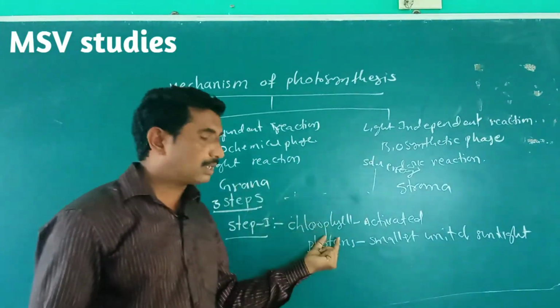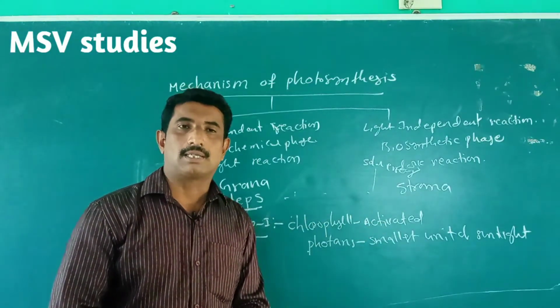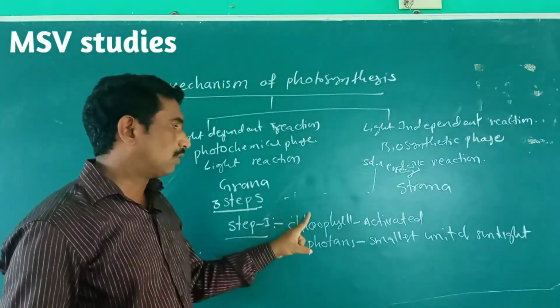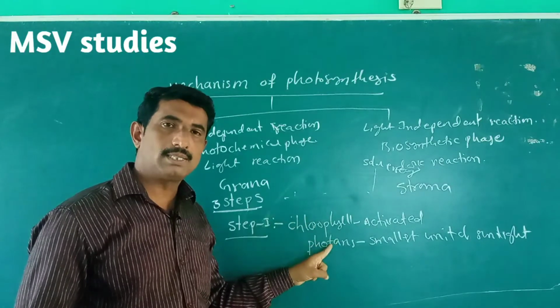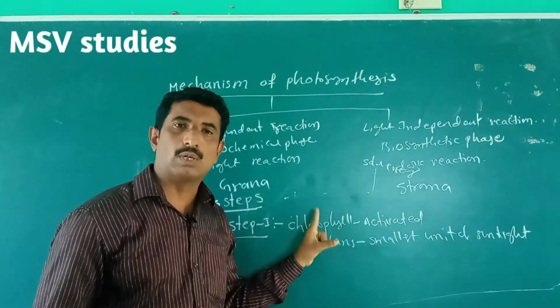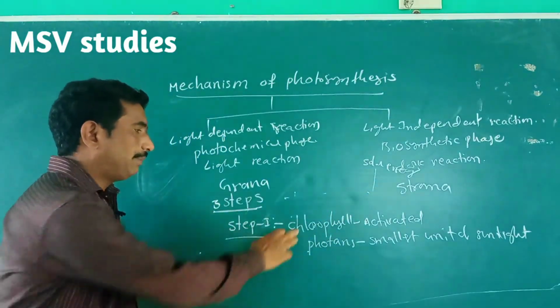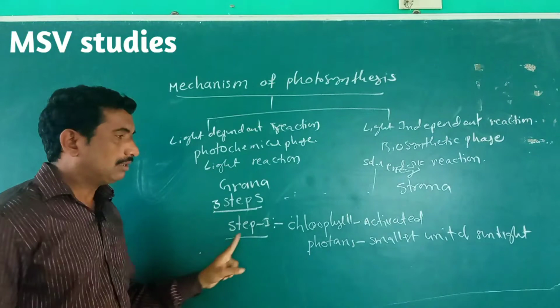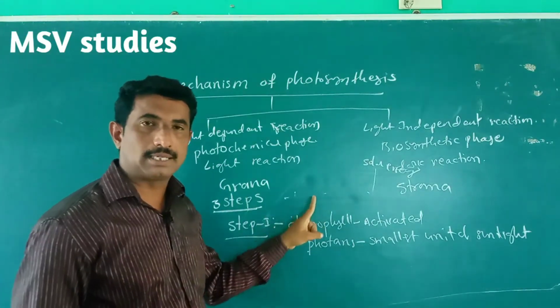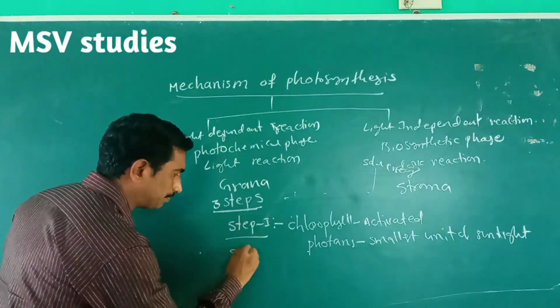So those photons are absorbed by the chlorophyll from the sunlight. The chlorophyll absorbs the photons from the sunlight, or the solar energy, and becomes activated. In step 1, the chlorophyll absorbs the sunlight and becomes activated. Right, now step 2.